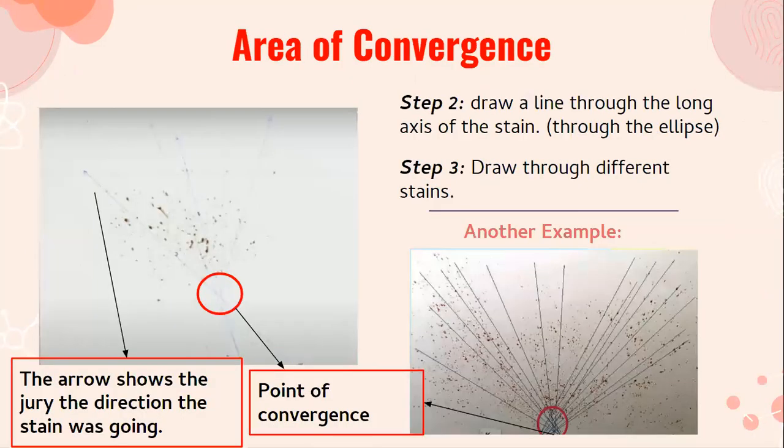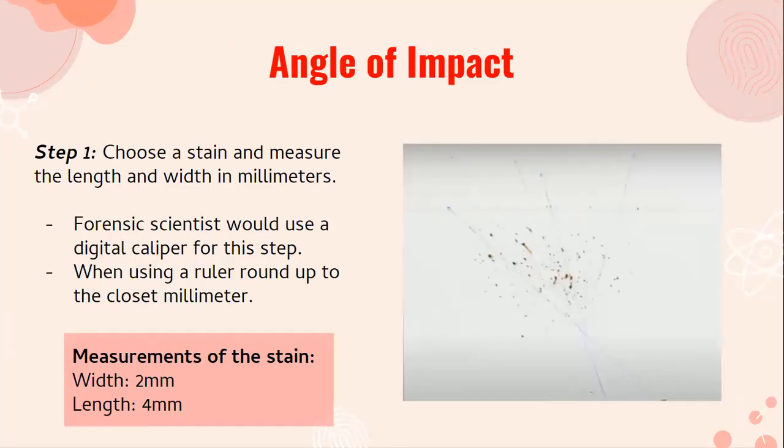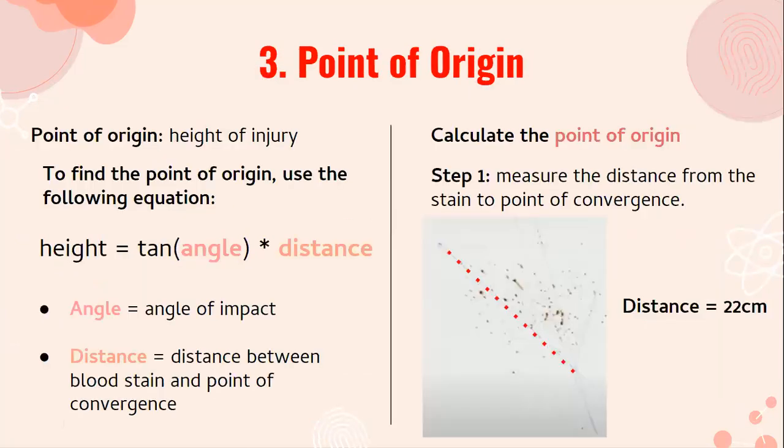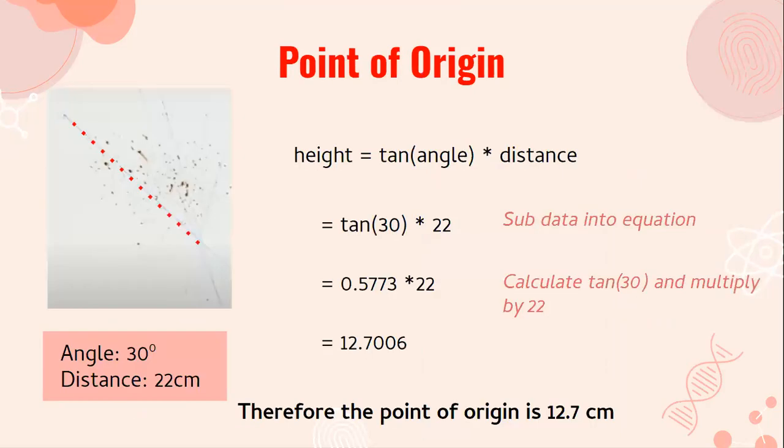So in the activity on Monday, you're going to be looking at area of convergence, angle of impact, and one more thing, I believe, the point of origin. The point of origin is going to tell you the height of your suspect, which is, you're going to have a number of different suspects. So the height of the suspect is very important in solving your murder mystery. And here's just some mathematics related to that.